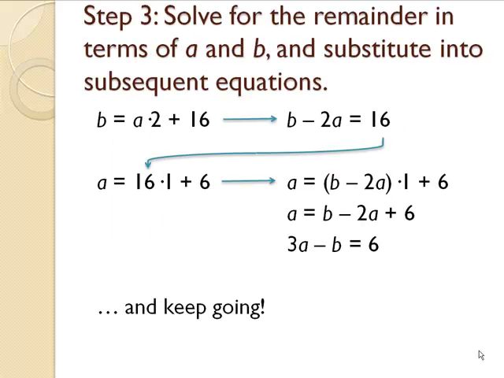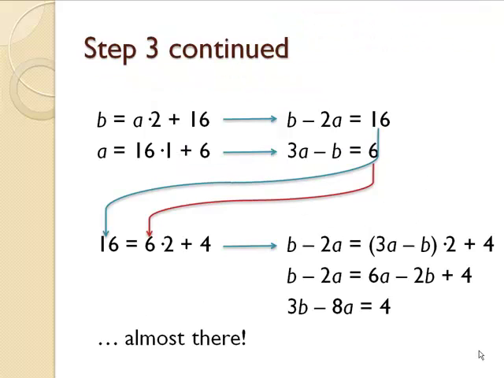Next is to take the first equation and solve for the remainder so that you have the remainder in terms of a and b. So I take the statement b equals a times 2 plus 16 and get 16 equals b minus 2a. Then I substitute that in for 16 in the next statement. So a equals 16 times 1 plus 6 becomes a equals b minus 2a times 1 plus 6. I work that out and solve for 6, that remainder, and get 3a minus b equals 6.